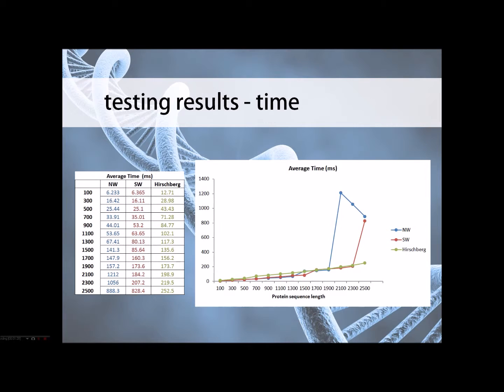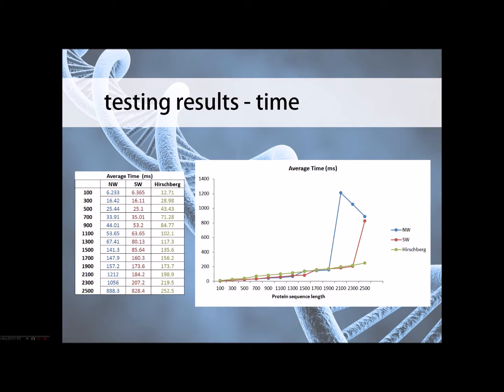And as we mentioned before, Hirschberg runs in O of nm time, but more specifically, it runs in O of 2 nm, which is what we see in its first half, as it's roughly twice that of NW and SW, which are both O of nm. So that part looks pretty good.